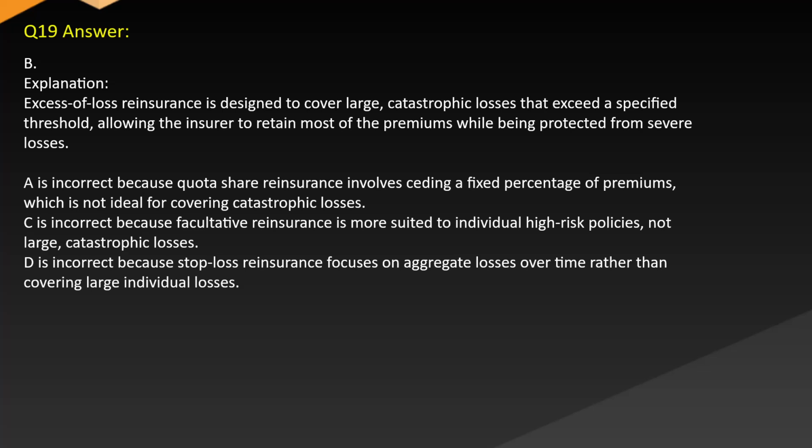Answer B. Explanation. Excess of loss reinsurance is designed to cover large, catastrophic losses that exceed a specified threshold, allowing the insurer to retain most of the premiums while being protected from severe losses. A is incorrect because quota share reinsurance involves ceding a fixed percentage of premiums, which is not ideal for covering catastrophic losses. C is incorrect because facultative reinsurance is more suited to individual high-risk policies, not large, catastrophic losses. D is incorrect because stop-loss reinsurance focuses on aggregate losses over time rather than covering large individual losses.